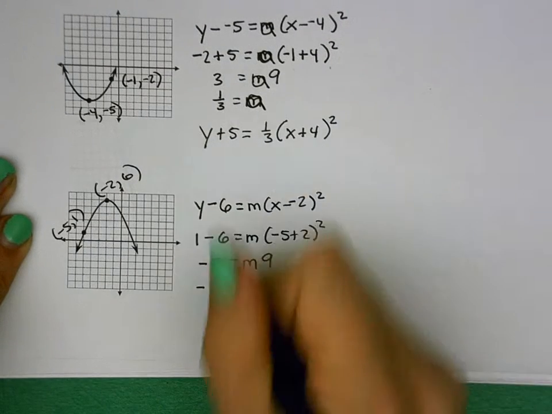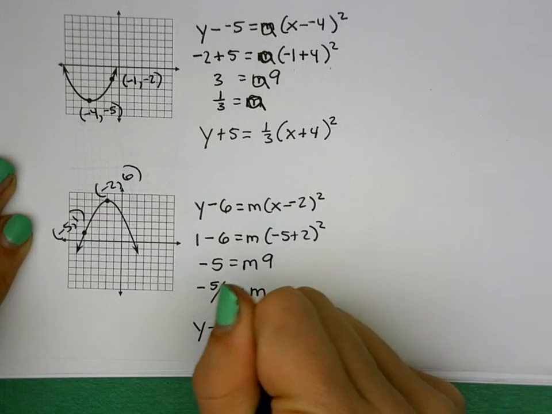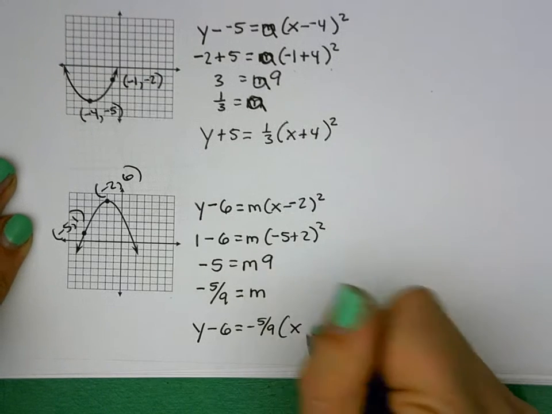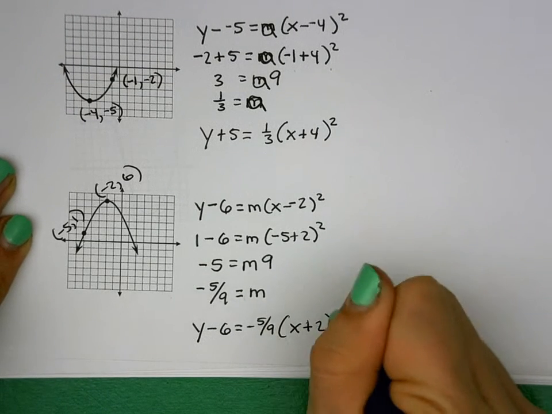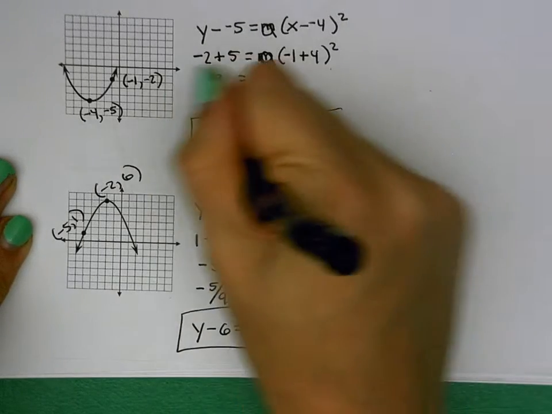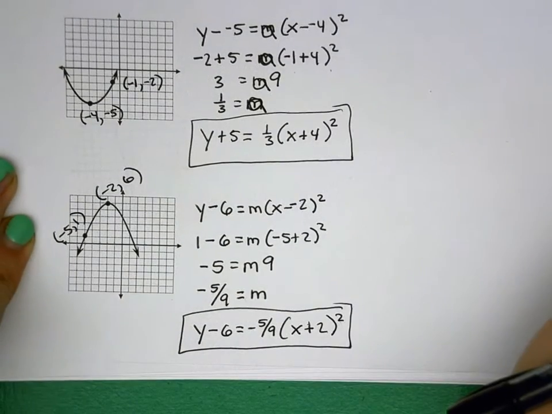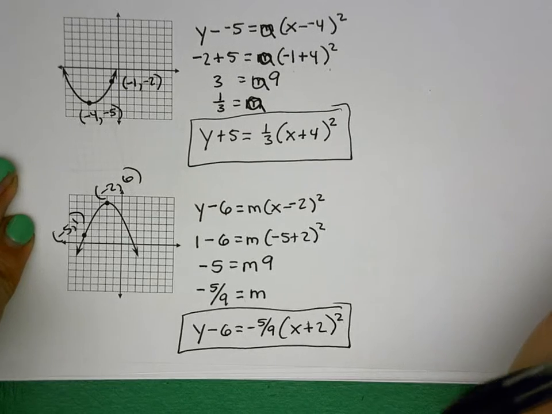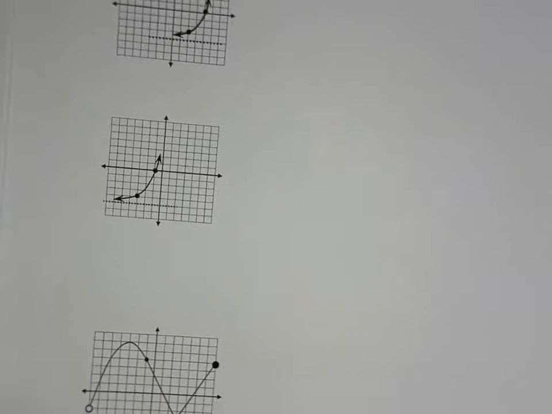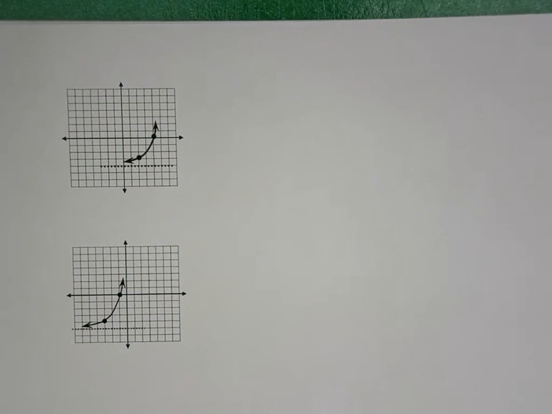So my equation is y minus 6 equals negative 5/9 times the quantity of x either minus negative 2 or plus 2 squared. Okay, and so those are your quadratics. Okay, next up we've got some exponentials, 2 exponentials here. Okay, so same thing, I would recommend pausing the video, giving it a shot on your own, restarting when you're ready.